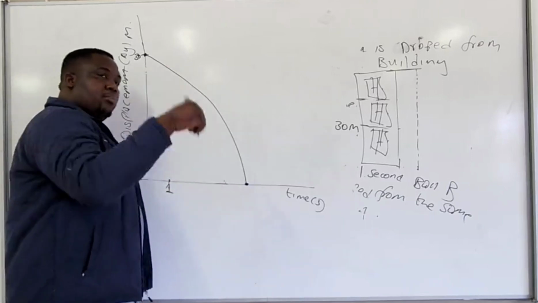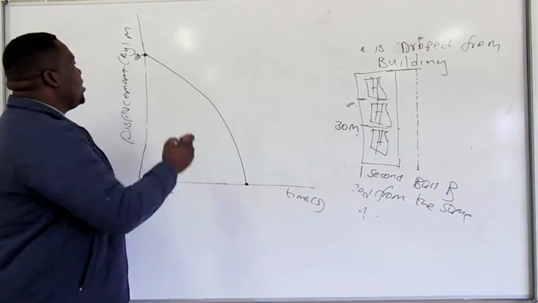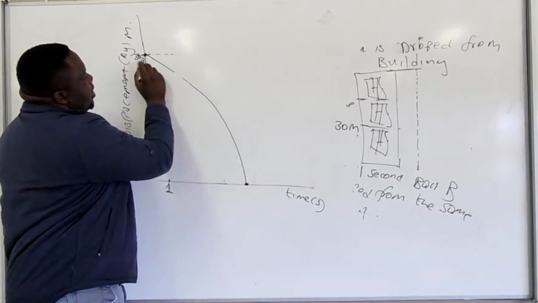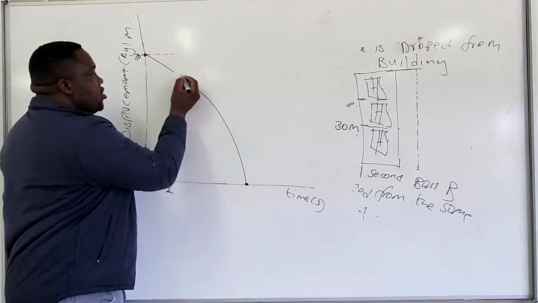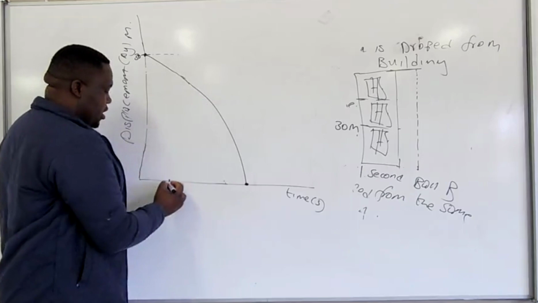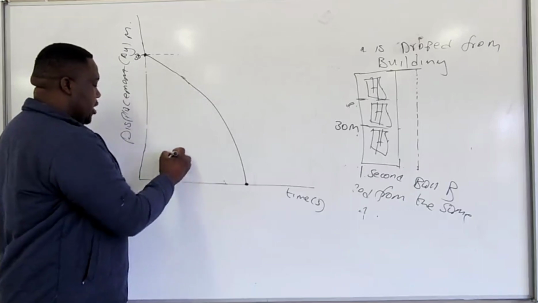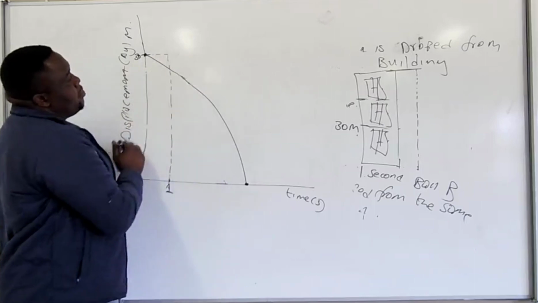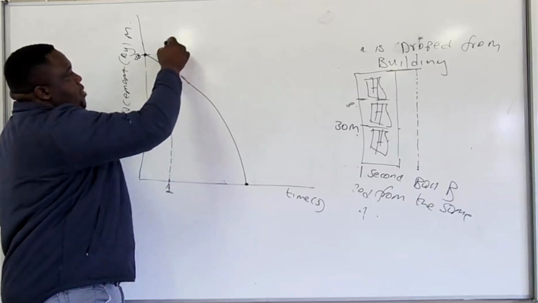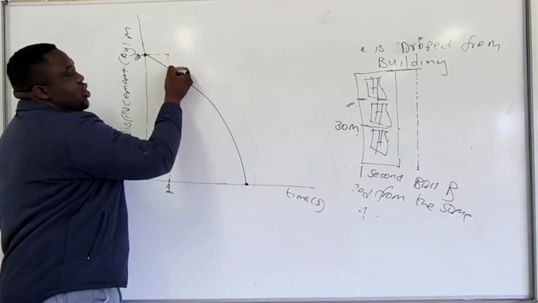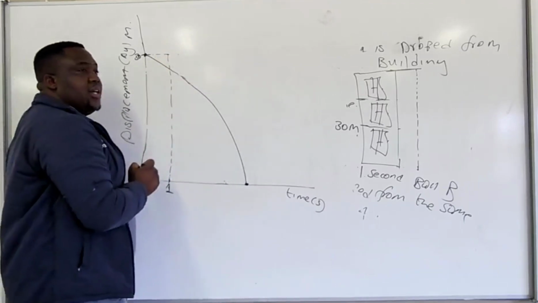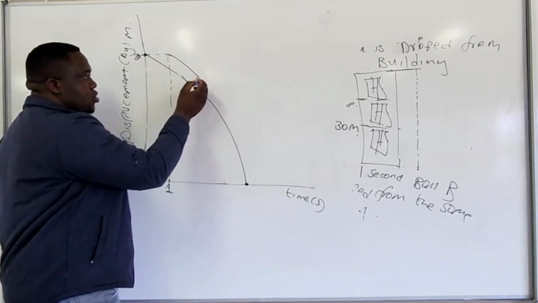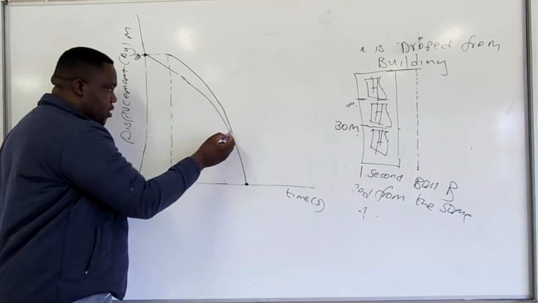Ball B is dropped down from the same height. Remember, it's dropped from 8. So we need to represent the second ball. After 1 second, the second ball is dropped. Meaning that it must start from this point. It will never start lower than 30 because it was dropped at 30. So when it was dropped, it started to move down.